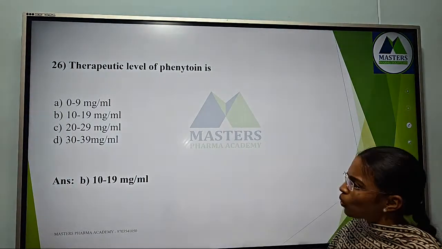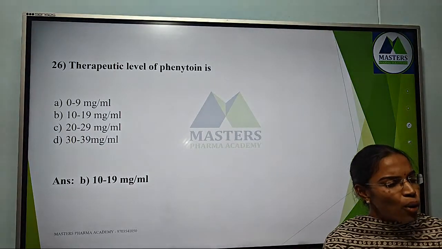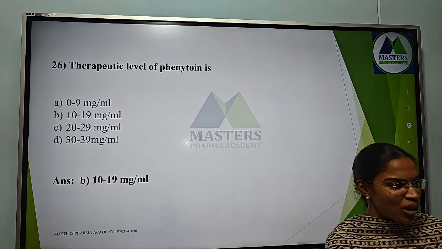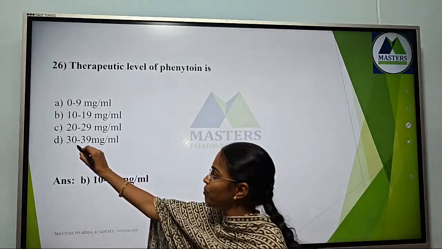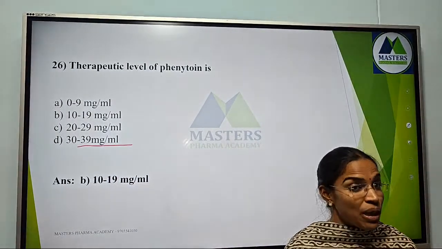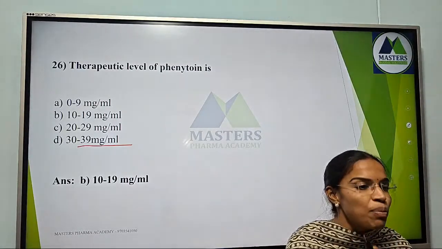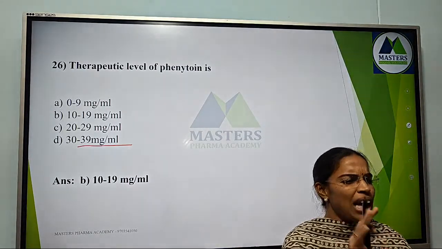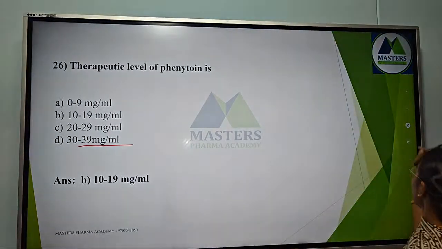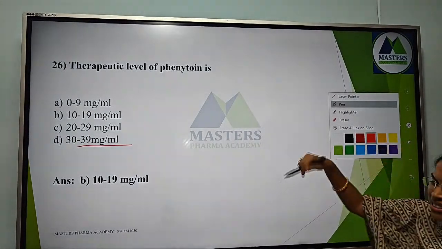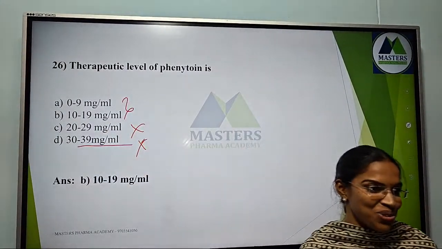A slight assumption you can make is that phenytoin is a protein bound drug. So the level may not be so high. 30 to 39 mg per ml cannot be right, because the therapeutic level cannot be so high for a protein bound drug. So it can be something in between. It is 10 to 19 mg per ml. So it's something like elimination: you can eliminate options, but you need to choose among these two.